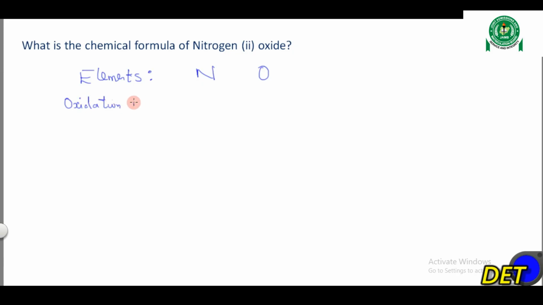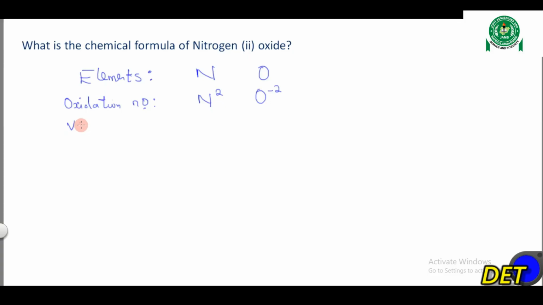Oxidation number, right? The next thing is to write the oxidation number. So what is the oxidation number of nitrogen in this compound? The oxidation number of nitrogen is 2 because the compound is nitrogen 2 oxide. And then what is the oxidation number of oxygen? The oxidation number of oxygen in all compounds is always -2, except in peroxide.